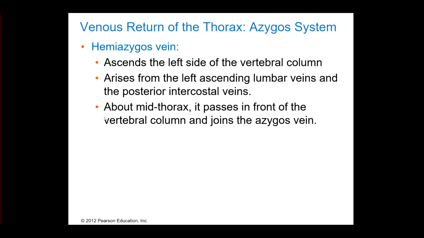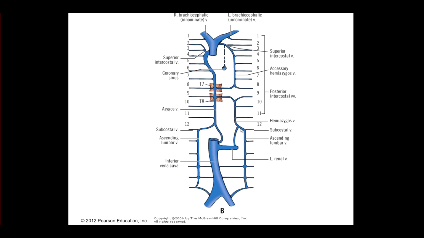About mid-thorax, I can't tell you exactly where because it's variable. It's going to cross in front of the spinal column and dump the blood into the azygos vein. So that's what I'm showing you right here. Here's your hemiazygos right here. Comes across and it dumps its blood into the azygos vein.